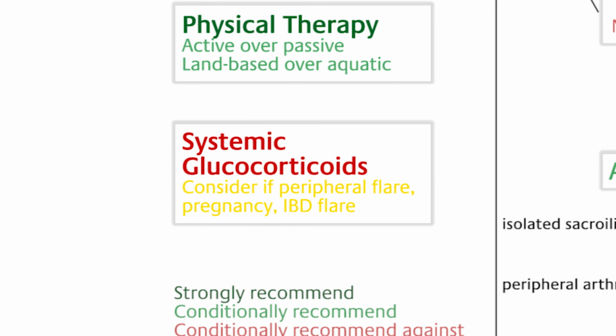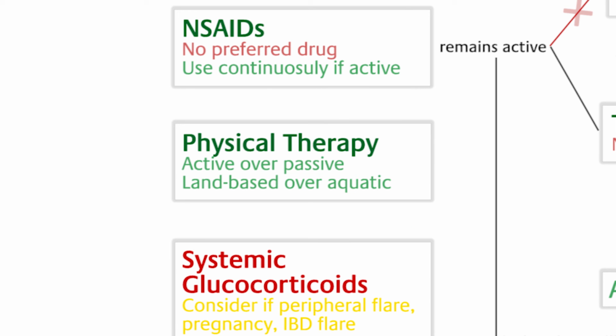Now, for a few other things, we don't tend to recommend prednisone or systemic glucocorticoids. If a person has an inflammatory bowel disease flare or an iritis flare, they may have a place, but they're not really recommended for the spinal disease. Physical therapy is very, very important. Active over passive physical therapy. And we prefer the land-based physical therapy over aquatic, just because there's not a lot of evidence. The aquatic water therapy has not been well studied. That's the only reason why.